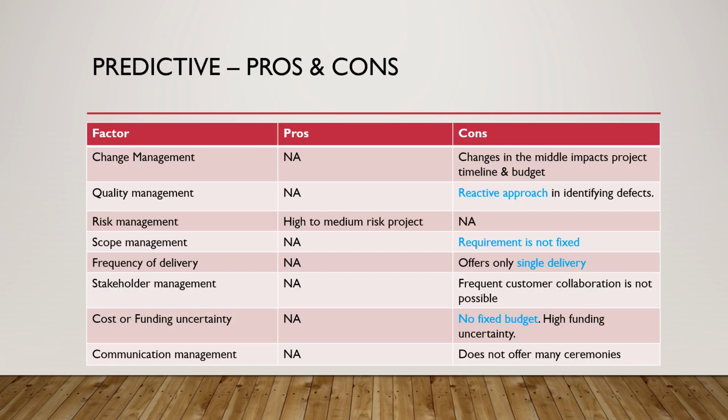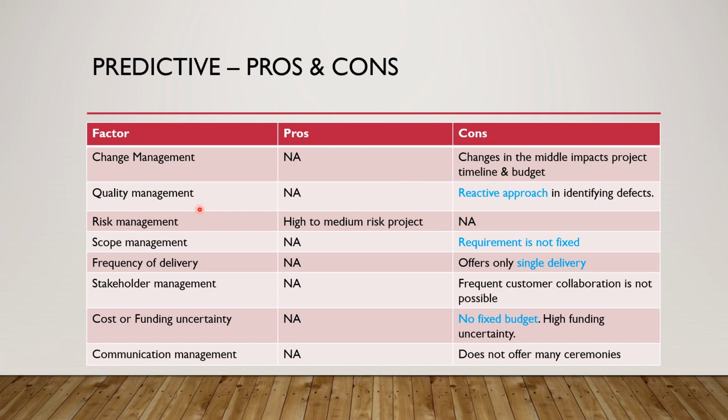Let's discuss about the predictive model. Here are the pros and cons against various project constraints for predictive methodologies. Let's get started with the change management. The nature of the project we have in hand is having more complexities and uncertainties. Therefore, there are more changes that are likely to come in the middle of the project. But the predictive model in general does not entertain many changes in the middle as it would impact the overall project timeline and budget. Therefore, it is documented under the downside.